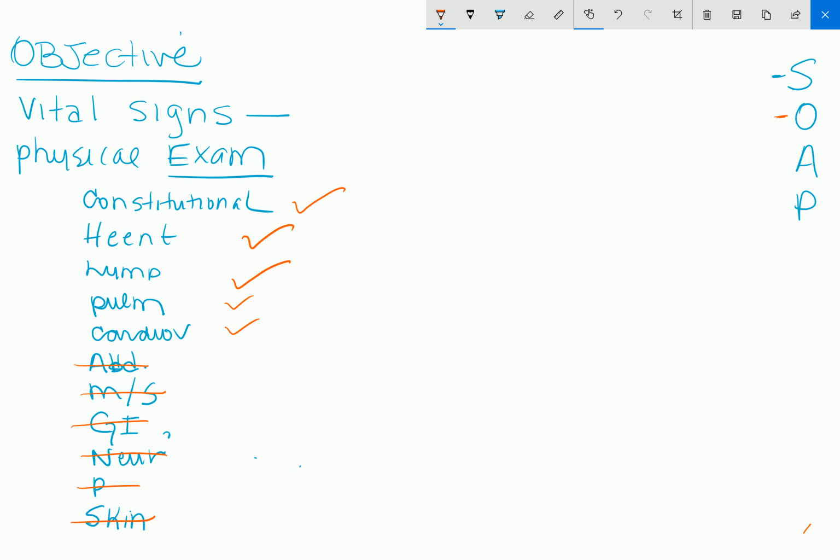So that's where we're going to end today. I just wanted to make some clear definition on the S and the O and why they're so important to get right. These two pieces of information are how you're going to end up gathering all the clues that you need to come up with your differential diagnosis. Your differential diagnosis is the A.